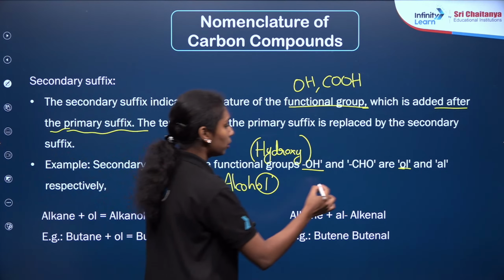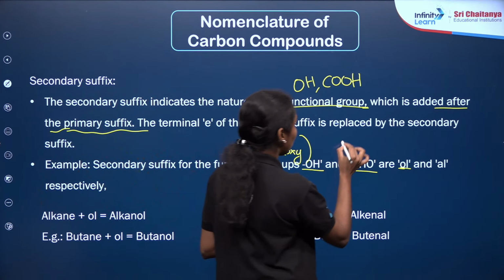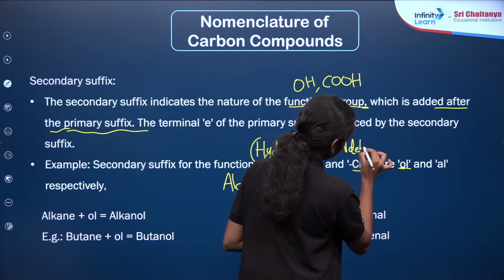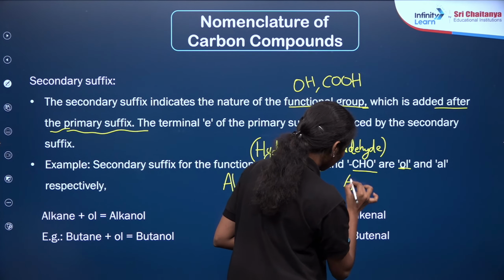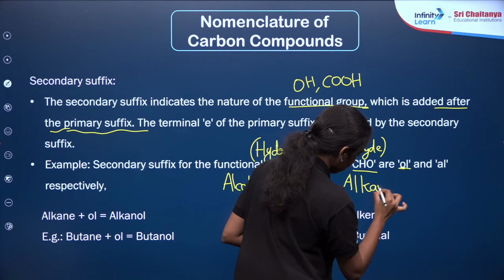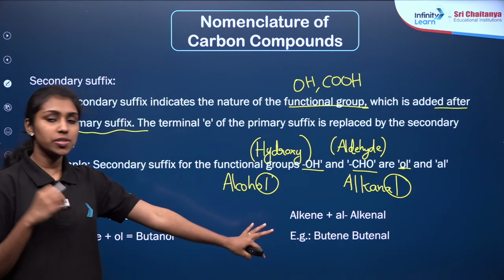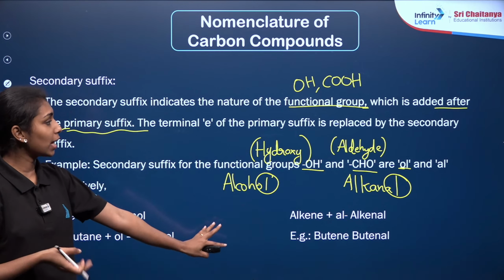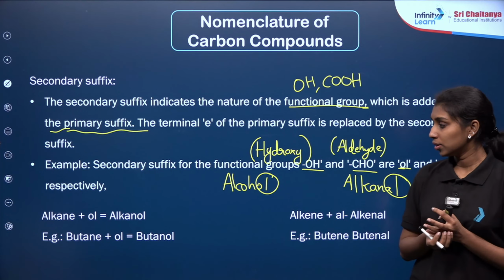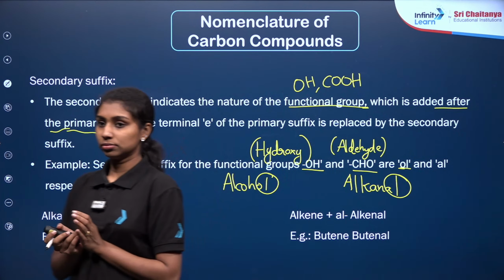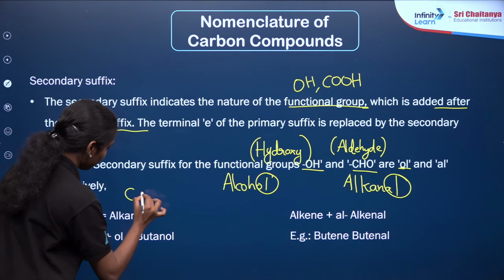Similarly, there is another functional group known as the CHO group, or aldehyde group. For this, the compound is known as alkanal. Clear? Alkanal. So AL will be the suffix for the CHO group. You need to memorize more things here to get the idea about IUPAC nomenclature. Clear? So for example, if I give an example here.